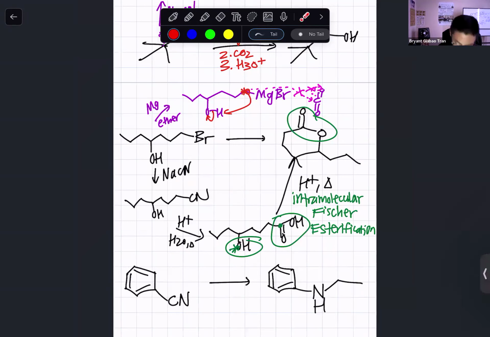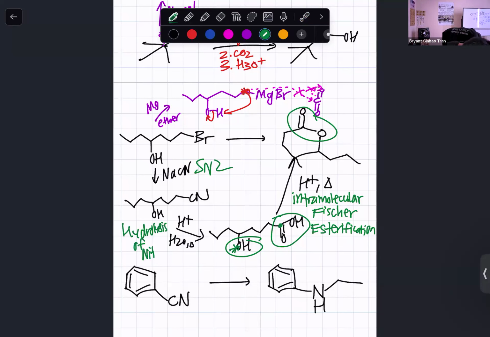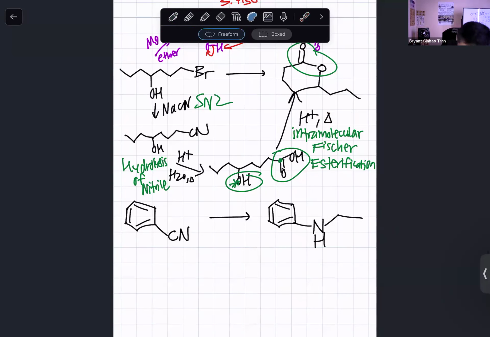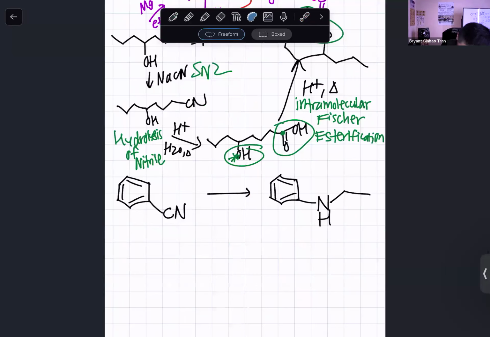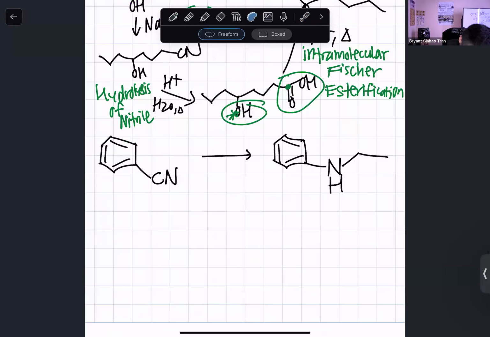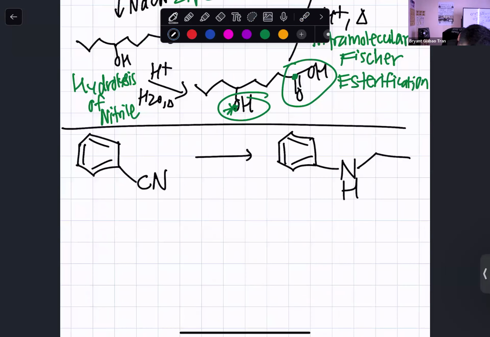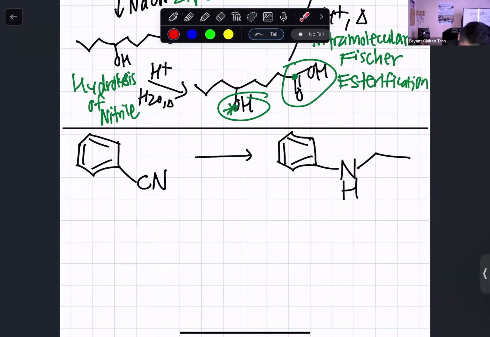Right. SN2, hydrolysis of nitrile, and then intramolecular Fischer esterification. Okay, let's move on to the next one. Let's try this.